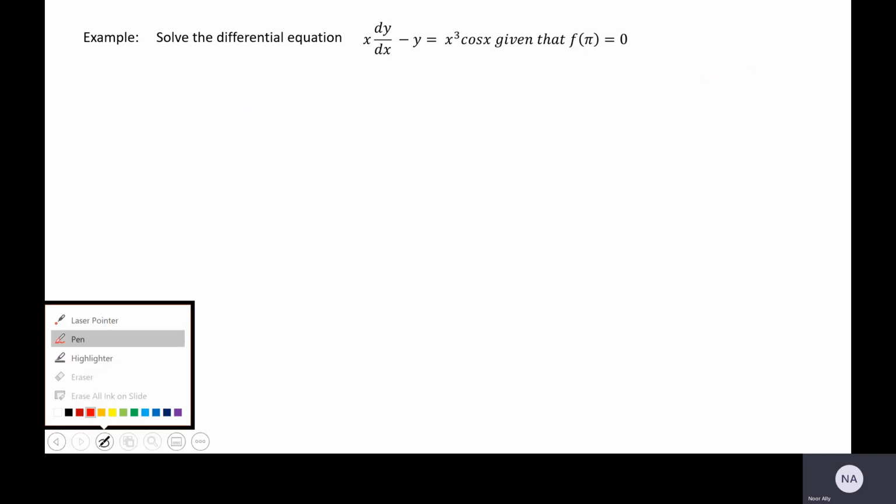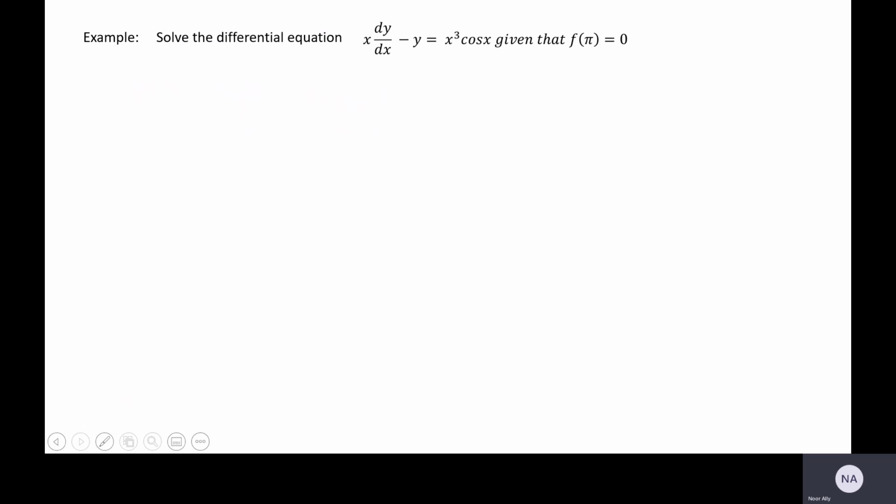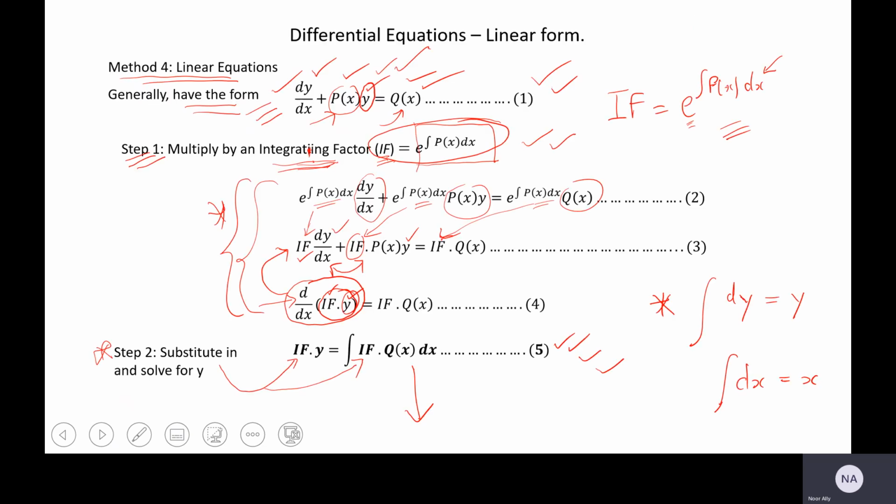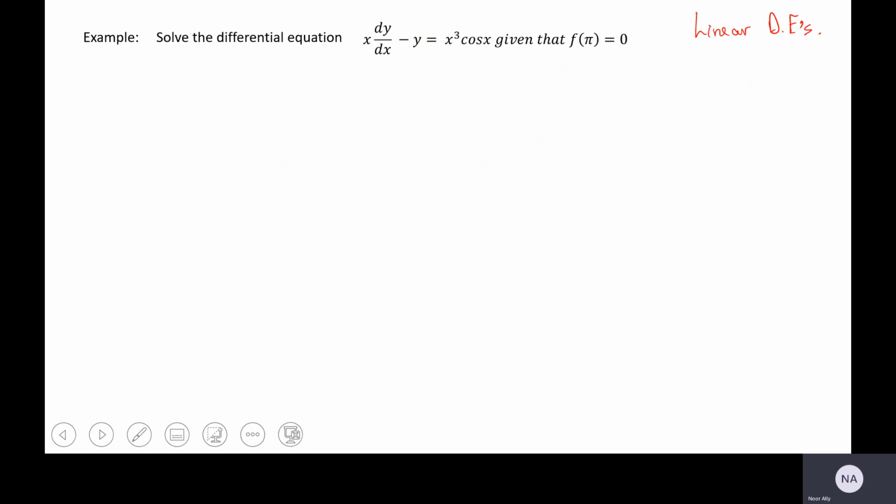So what then do we do? Well, we go to the next strategy, the next method, which is linear equations, linear differential equations. So this is linear DEs. What's the form of a linear DE? That's step number 1. Let's go back. There's the form dy/dx plus p of x times y equal to q of x. So the form is dy/dx plus some function of x times y is equal to q of x.